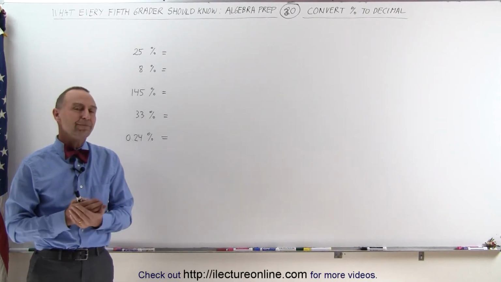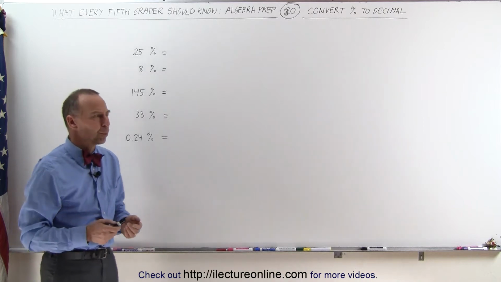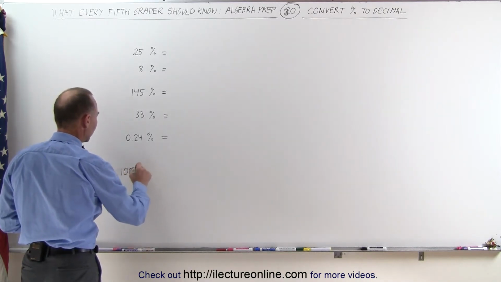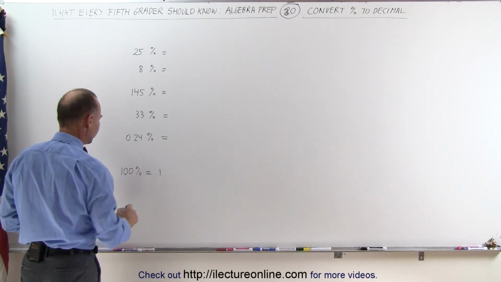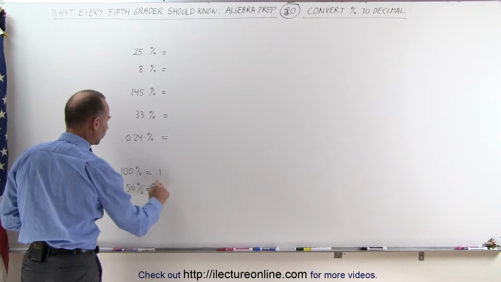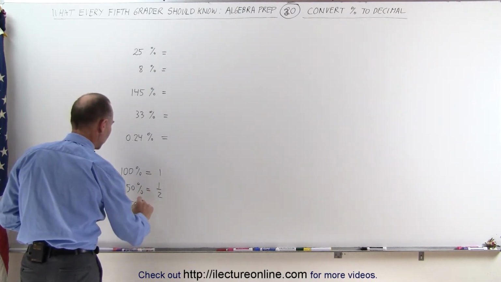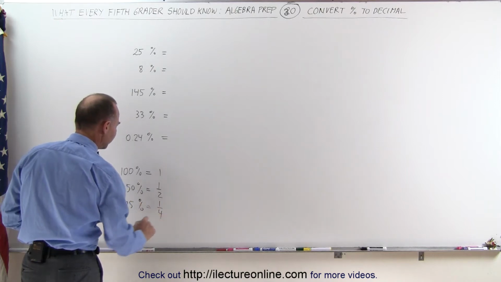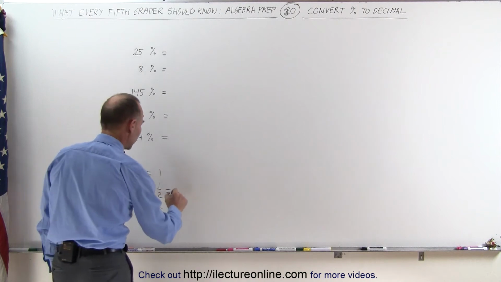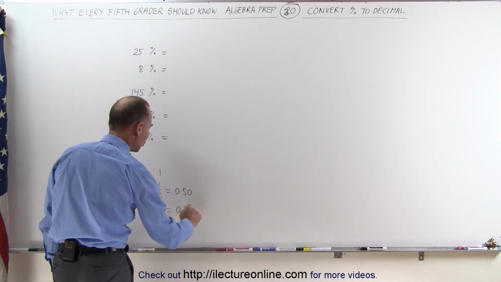Welcome to Lecture Online. How do we convert a percent to a decimal? Well, if we remember that 100% is equal to 1, and 50% is equal to a half, and 25% is equal to a quarter, what that means is that a half can be written as 0.50 and a quarter can be written as 0.25.